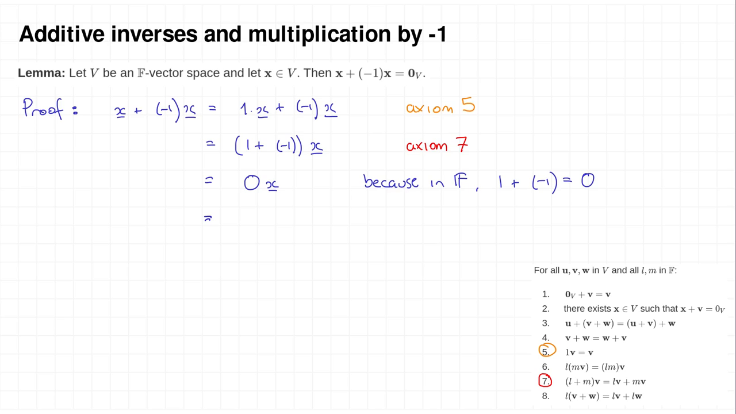Okay, but our previous lemma tells us that this is equal to the 0 vector in our vector space V. So by the previous lemma. Okay, we're done.